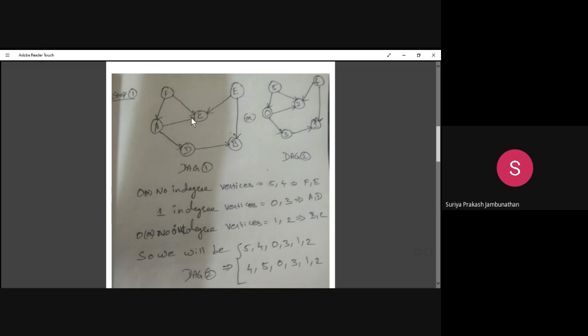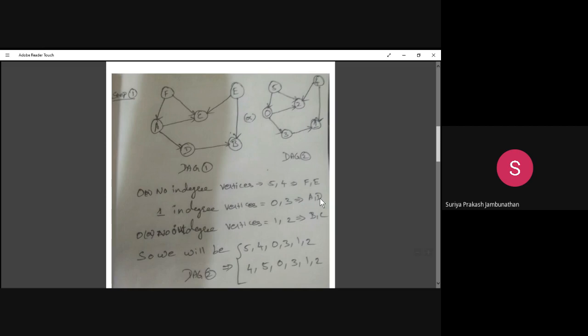When you are taking C, it's having 2 degree. When you are taking E, that is not having any degree, that we only mentioned in the previous step. When you are taking B, it is also having 2 degree. So the remaining answer is A and D. The same way here in the second graph, 0 and 3 are having 1 degree. So that we can write 0, 3, A, D.